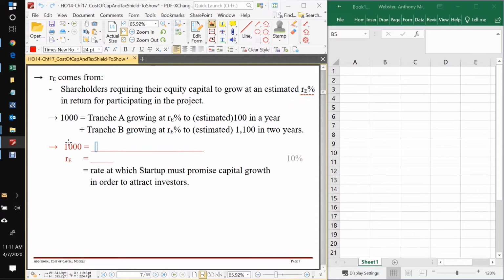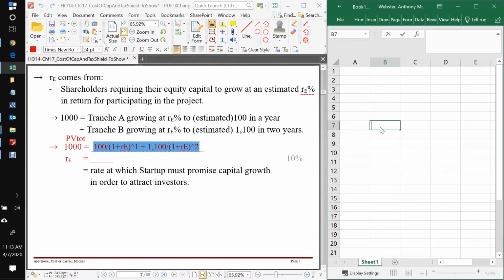So let's go ahead and do it. My 1,000 here is our PV total, and that's equal to 100 divided by 1 plus RE raised to the 1, let's keep all our time units in years, plus, at the end of 2 years, they get 1,100, and we've got to discount that back by 1 plus RE raised to the 2. So let's plug this into Excel and see if we can find out what RE is equal to.